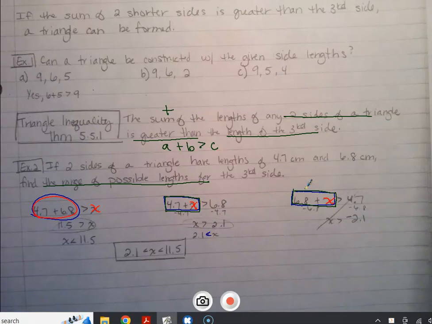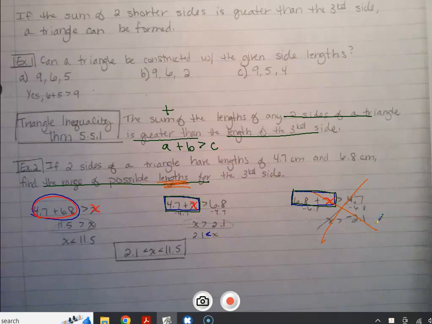A triangle, that's true, can't be negative, but what are we? A side, right? We're finding the length here. So that's important as well. It says, if two sides of the triangle have lengths of this, find the range of possible lengths. I cannot have a length of negative 2.1. So there's no way that's my answer. I can't have that length.